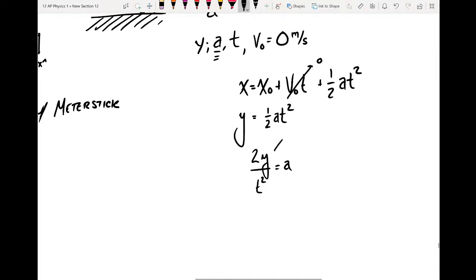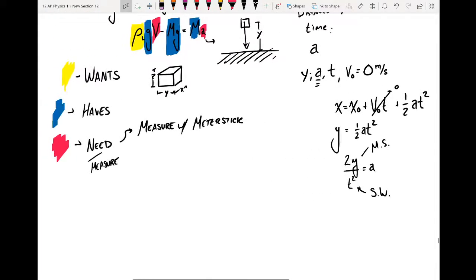And if we're thinking about this, I said I'm able to measure a distance using my meter stick and I'm able to measure a time using my stopwatch. So I'm actually able to calculate a. I'm able to take enough data points where I can find a experimentally and then calculate it.